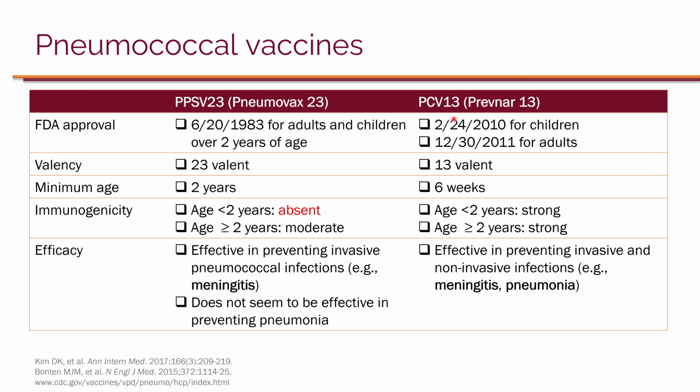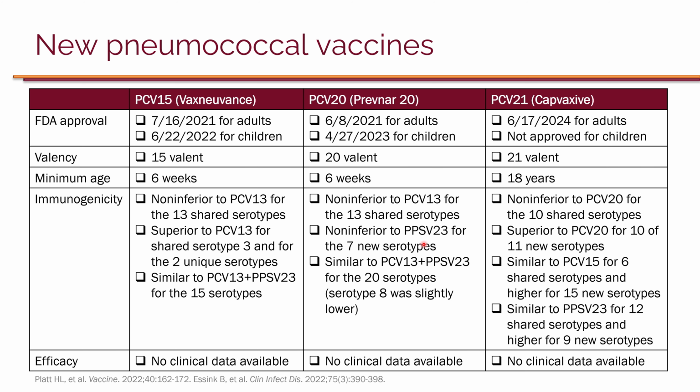So PCV13 is definitely more valuable than PPSV23, but because it only covers 13 serotypes, they definitely need to be administered in combination, not necessarily at the same time, but I'll go over the schedule shortly. Now, the new pneumococcal vaccines, PCV15, 20, and 21, have come to the market in the past few years. Since 2021, we saw that PCV15 and 20 came to the market for adults first, followed by approval for children. And PCV21 currently is only approved for adults.